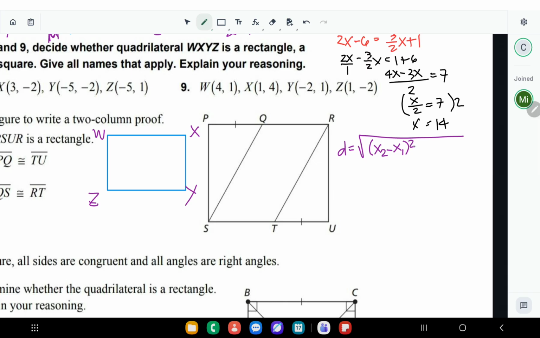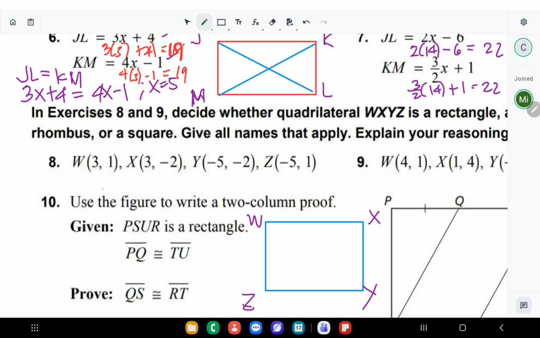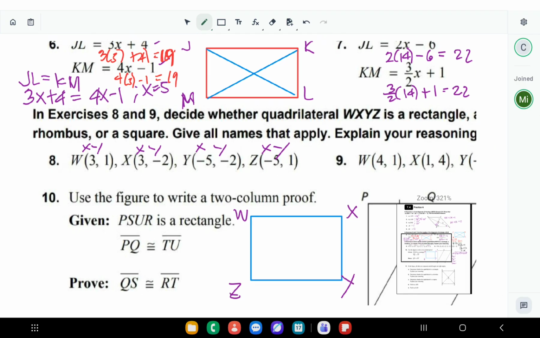The distance formula is the square root of (x2 minus x1) squared plus (y2 minus y1) squared. We need the distance from W to X, X to Y, Y to Z, and W to Z. These are coordinate pairs, ordered pairs, so this is x, y, x, y, x, y, x, y. The first numbers are the x values.